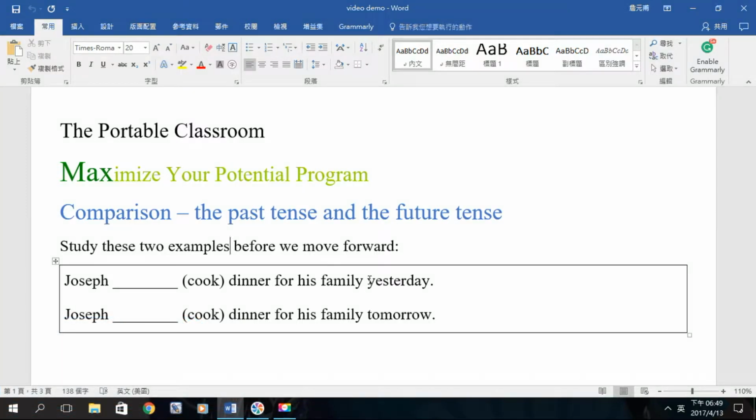In this video, we are going to compare two tenses, the past tense and the future tense. Now, without further ado, let's begin.